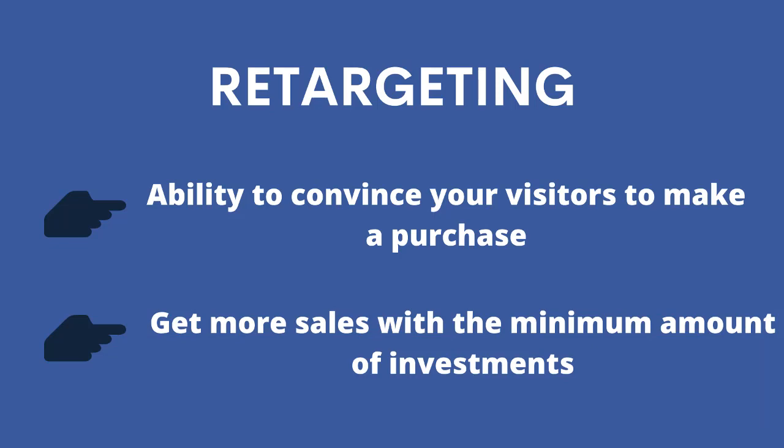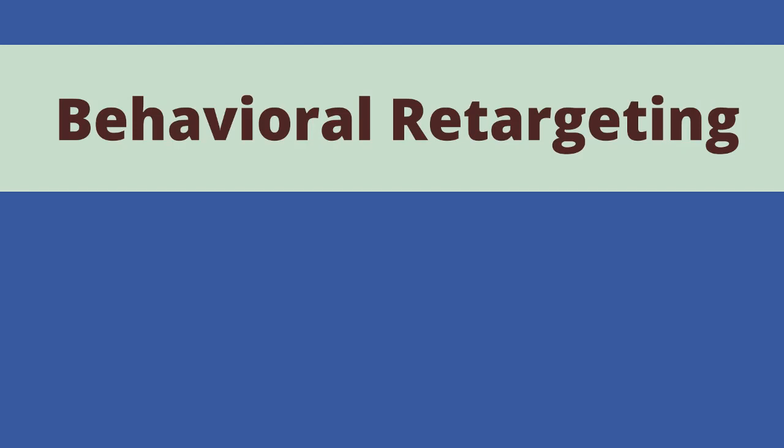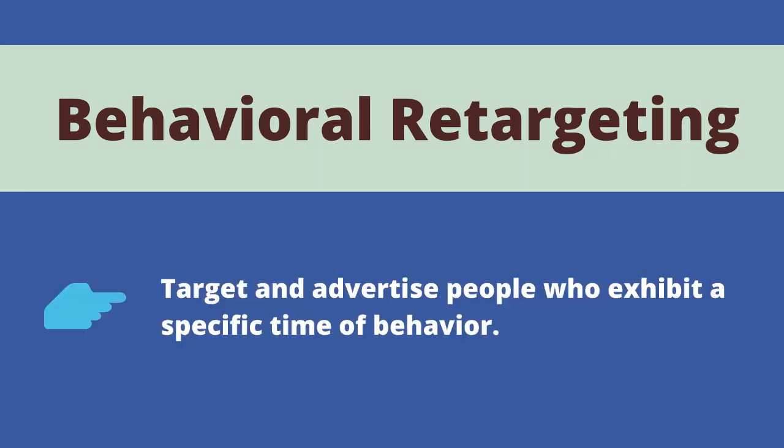But there is a way to exceed the power of retargeting techniques. It is called behavioral retargeting. Basically, what it does is target and advertise to people who exhibit a specific type of behavior. For example, you are getting 1,000 visitors on your website today. Let us say 20% of them spent more than 3 minutes on your site. You will get absolutely high returns from your retargeting ads because your ads will be going to the 20% of your visitors, which are the people who showed interest in the product, and there will be a high chance that you will get more sales.